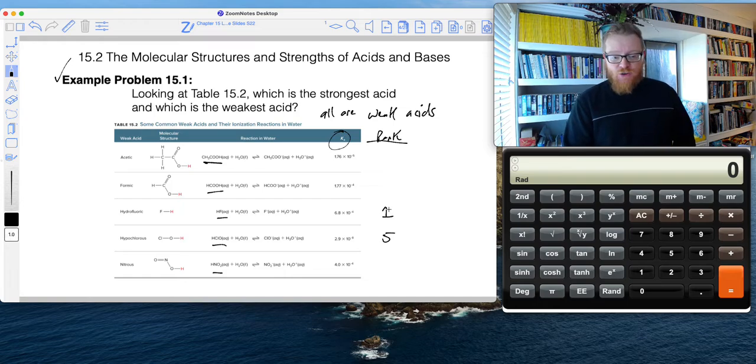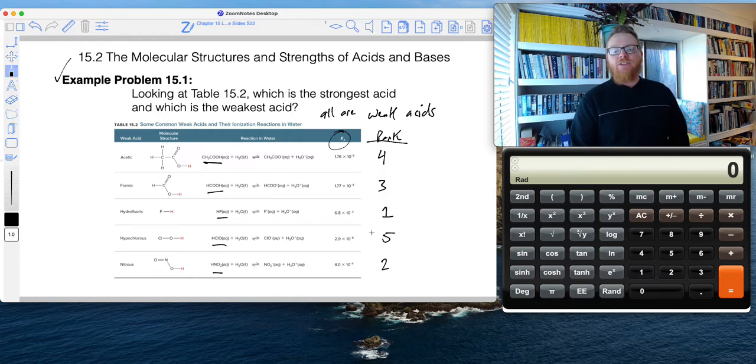So the second strongest is going to be the nitrous at 4 times 10 to the minus 4. The third strongest is going to be the formic at 1.77 times 10 to the minus 4. The fourth strongest is going to be the acetic at 1.76 times 10 to the minus 5. And then the hypochlorous was the weakest at 2.9 times 10 to the minus 8.